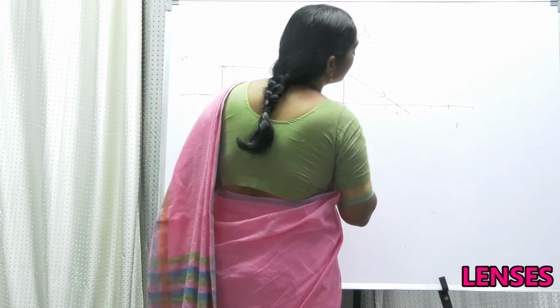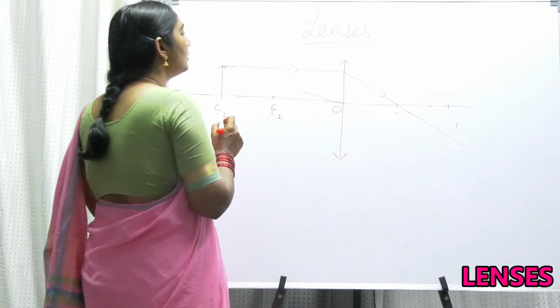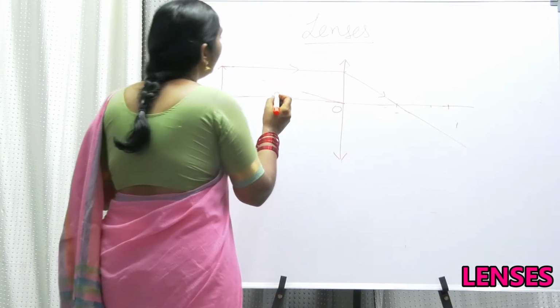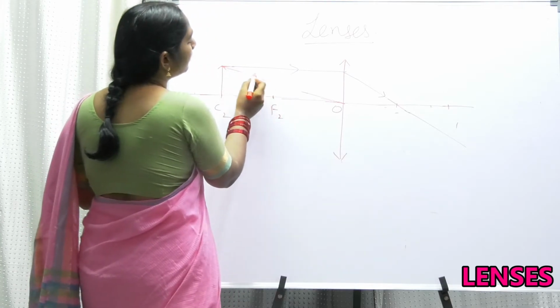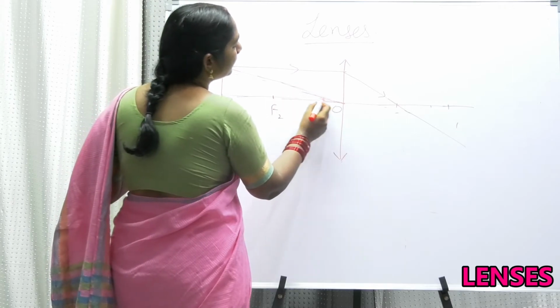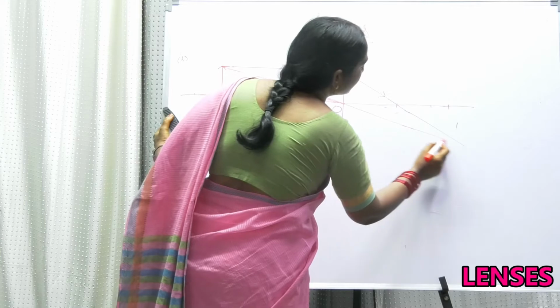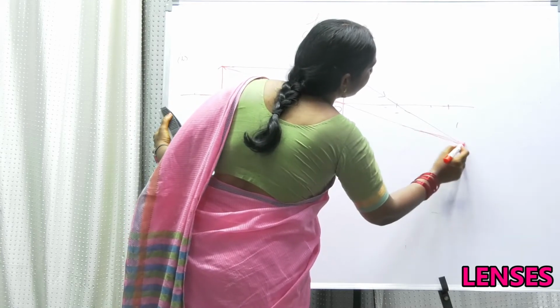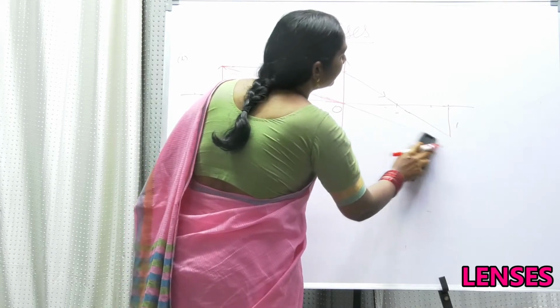I request all the students, don't draw like me. Use a scale to draw the diagram. And the second ray is now passing through the optical center. Through the optical center, it is just trying to go straight. And my dear friends, these two rays are meeting at this particular point.